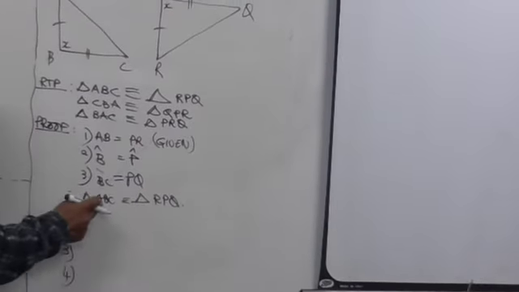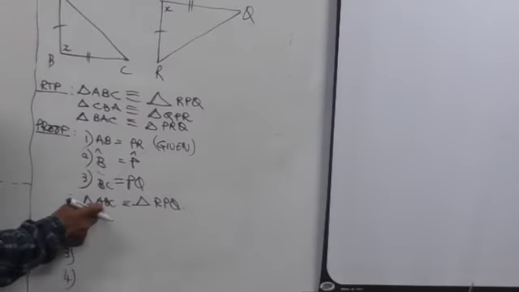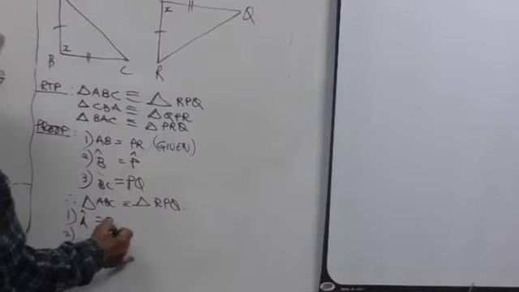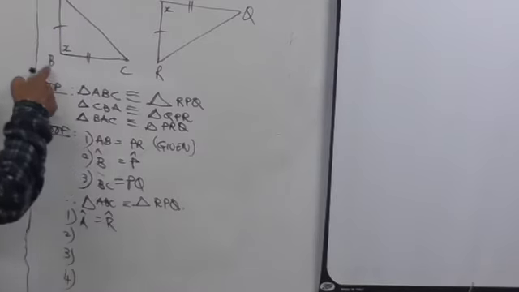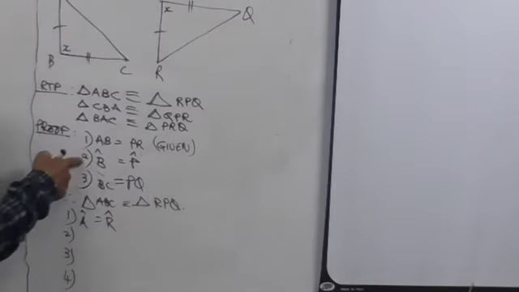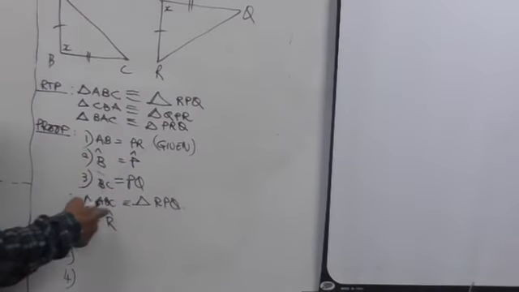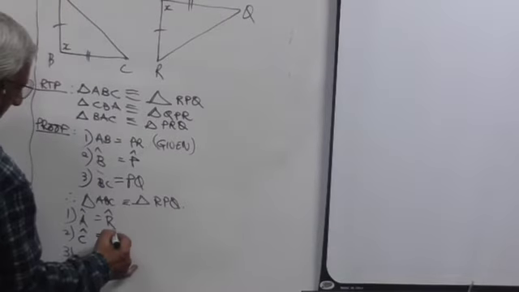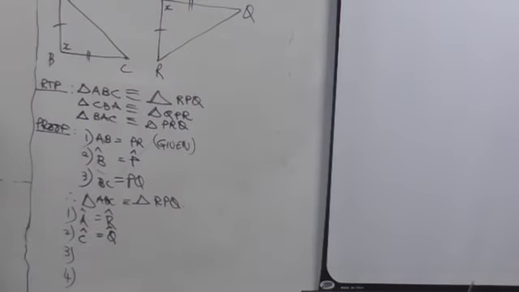So, A is equal to R. Have we used that in the proof? No. It's not used yet, so it's a deduction. Angle A is equal to angle R. Angle B is equal to angle P, but it is used on the top, so it can't be a deduction. Angle C is equal to angle Q. Is it used here? No, it's not used. Therefore, it is a deduction.